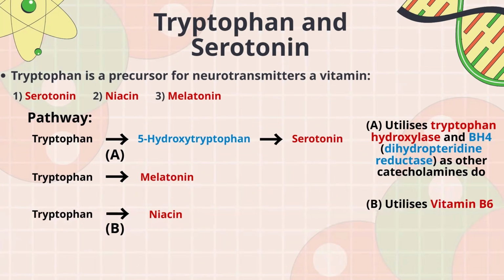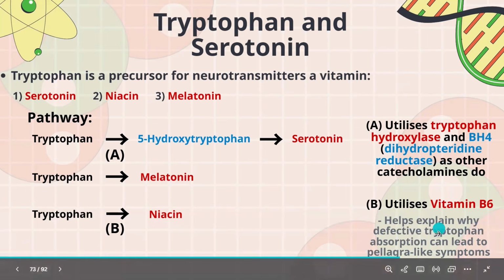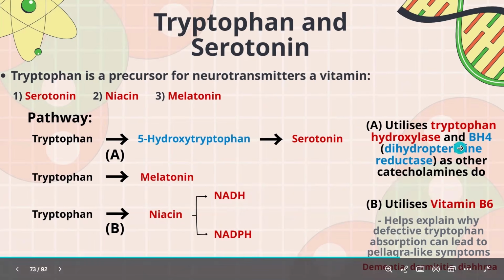So what happens if we have vitamin B6 deficiency? If you have vitamin B6 deficiency, it will explain why we're going to have pellagra-like symptoms, as we talked about in the other lectures. It's going to have a defective tryptophan absorption, and it can eventually lead to dermatitis, dementia, and diarrhea. If you guys remember, I talked about how if tryptophan is not available, or vitamin B6 is not available, it's going to cause these things, which is all under Hartnup disease, if you guys remember. Okay. And niacin is also eventually going to form NADH and NADPH. And that's all you need to know.